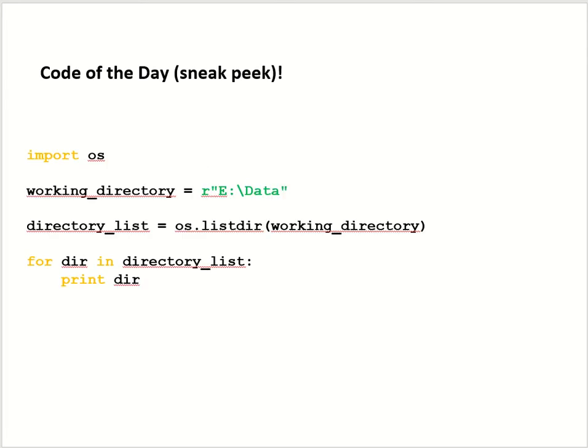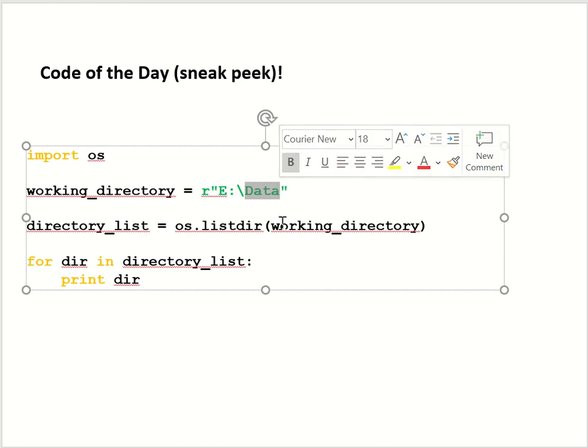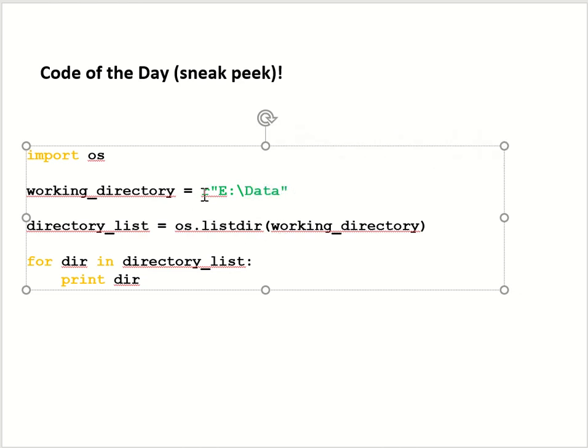A little bit of sample code just to start us out, 5 lines of code. Importing a library called OS, operating system here. A variable called working directory is set to equal a string, kind of recognizable as a drive and a folder in a directory, but with this R before the string. We haven't really seen that before.